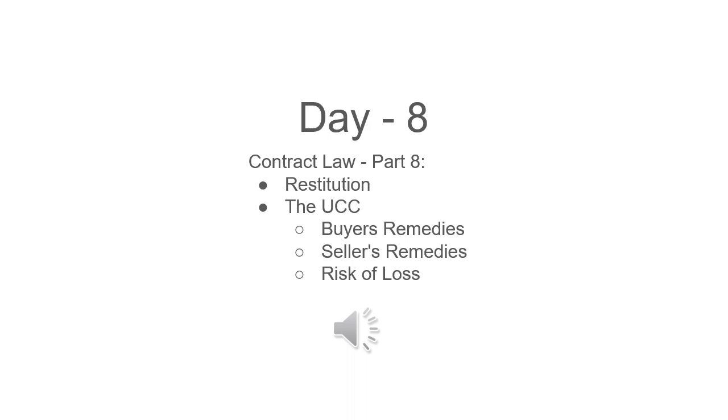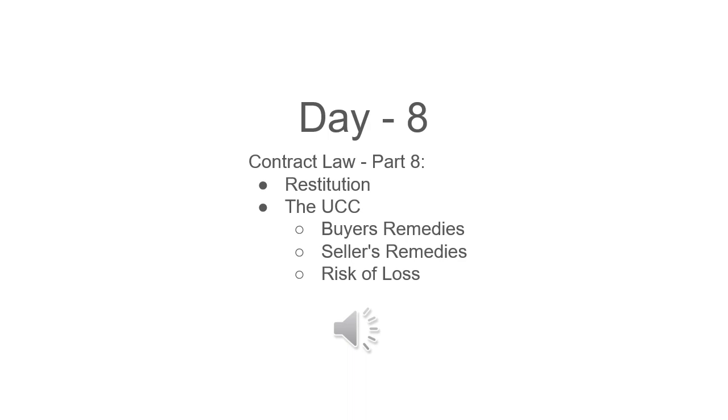Risk of loss under the UCC. Generally, the risk of loss is on the seller until the seller satisfies the contract delivery obligations. In regards to that, shipment by third-party carrier and risk of loss under the UCC, you have a shipment contract. This is where the contract does not specify a place for delivery.